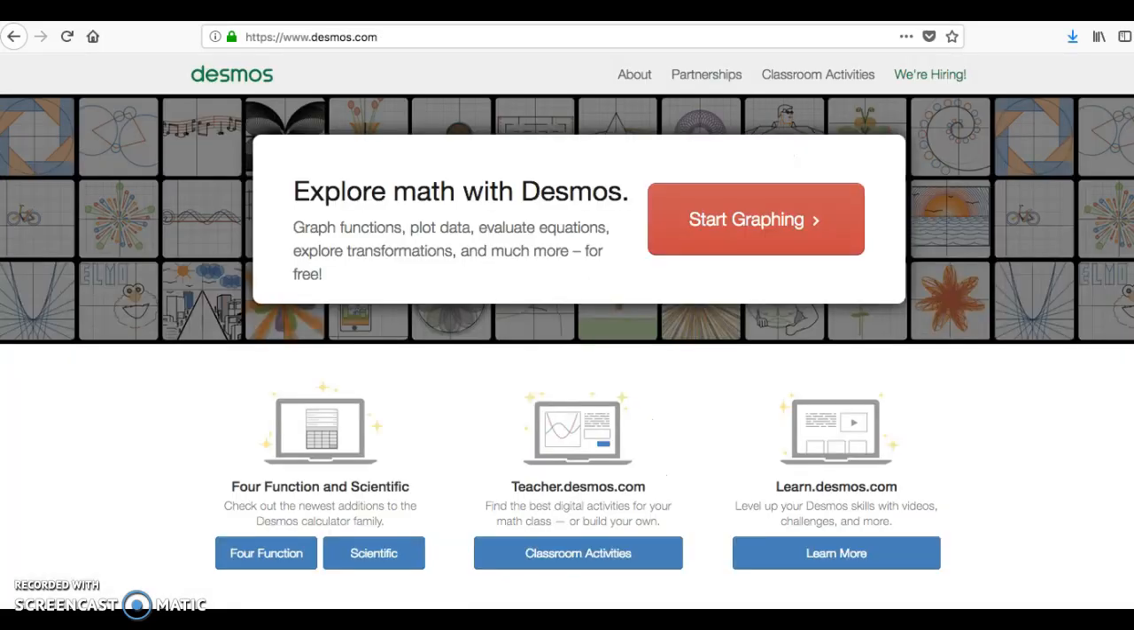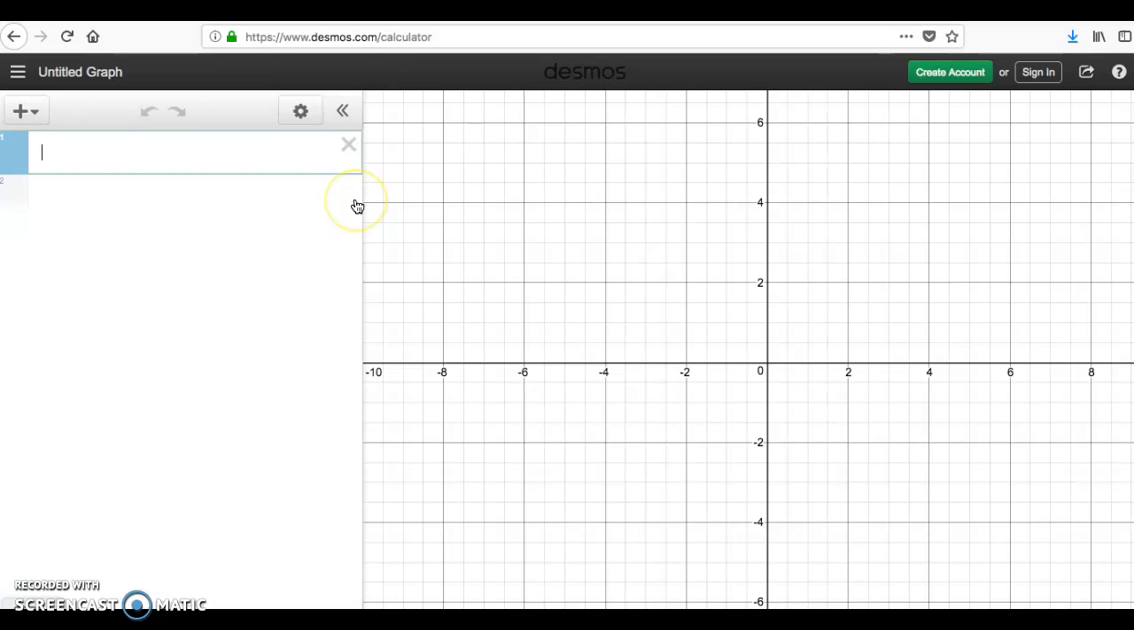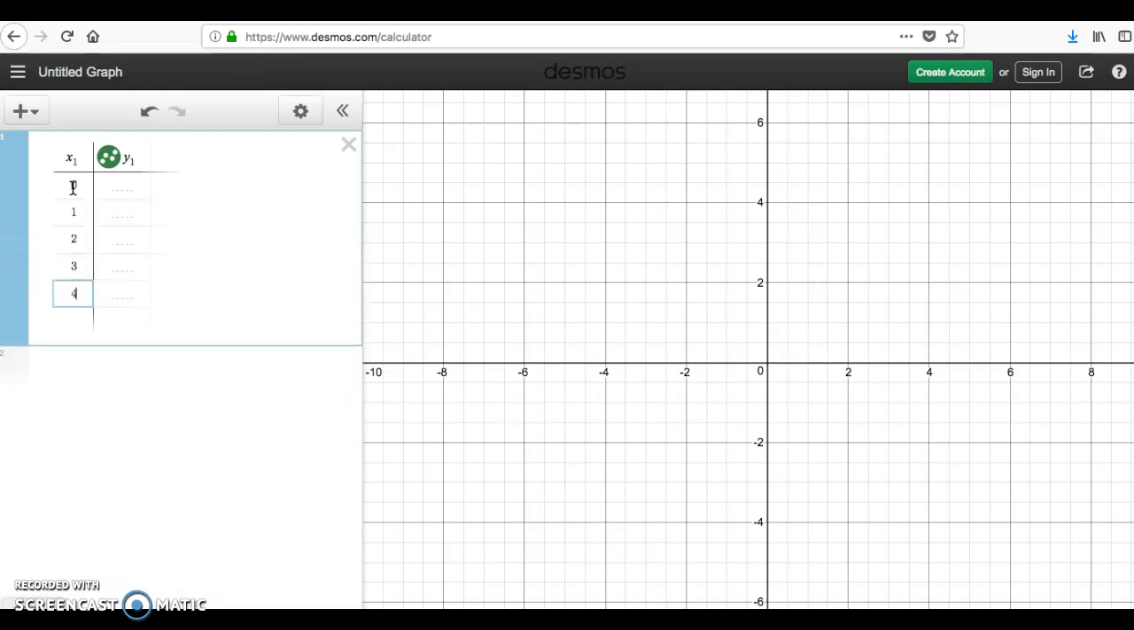So within Desmos, we can click Start Graphing. And the first thing we're going to do is fill in a table. To add a table, we go to Add Item and then Table. Our X values are 0, 1, 2, 3, 4, and 5. Our corresponding Y values are 2.9, 3.1, 3.5.